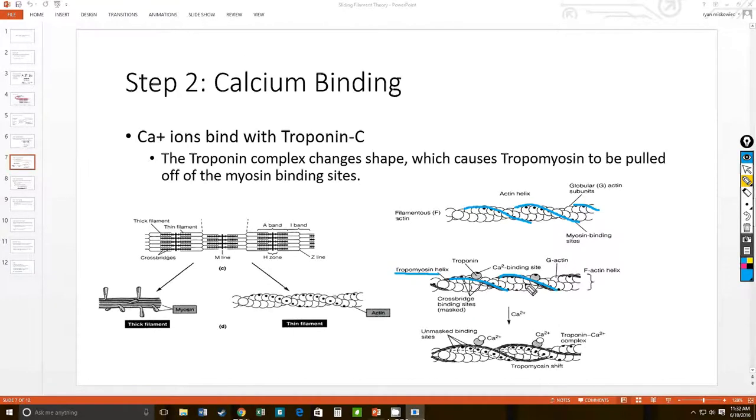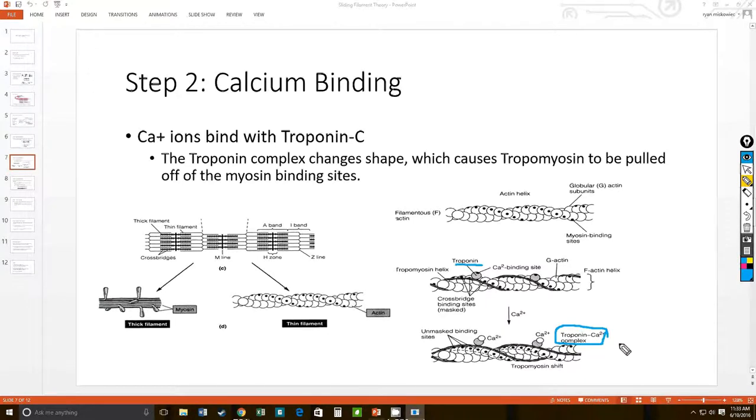And the regulator of whether or not the tropomyosin sits on top of the binding site is a structure called troponin. And troponin C is a subunit of troponin. It's called troponin C because it interacts with calcium.